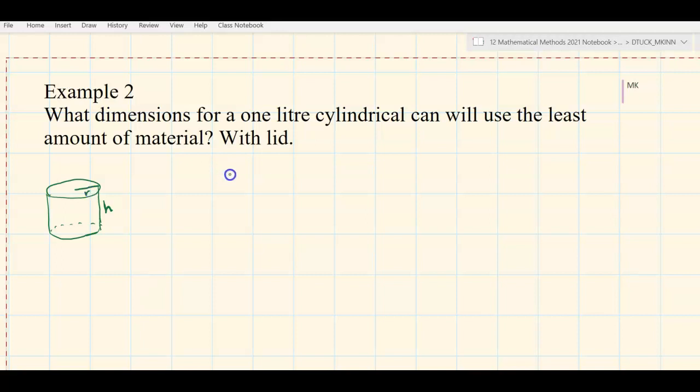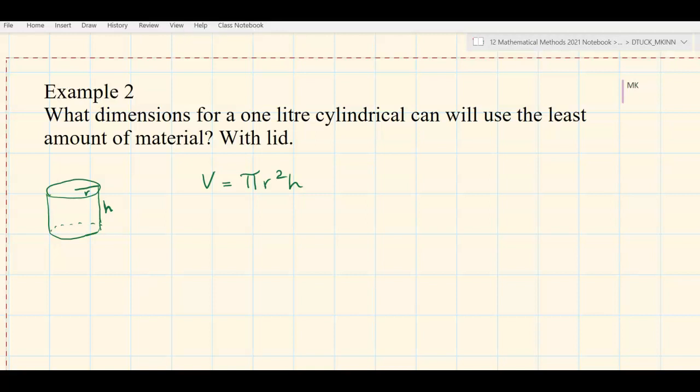Pi r squared times h is the volume. It is a prism. We remember if I take a slice of this and I do that slice all the way through and I get the same cross section, a uniform cross section, then that shape is a prism. To find the volume of a prism, you just find the area of the cross section, in this case a circle, pi r squared, and you times it by the perpendicular height.